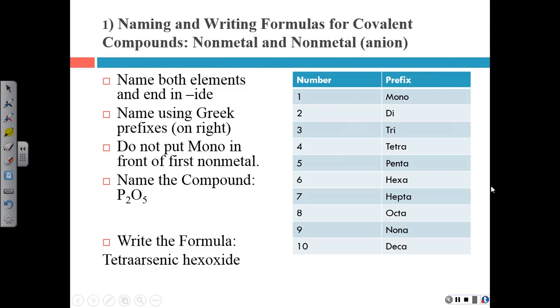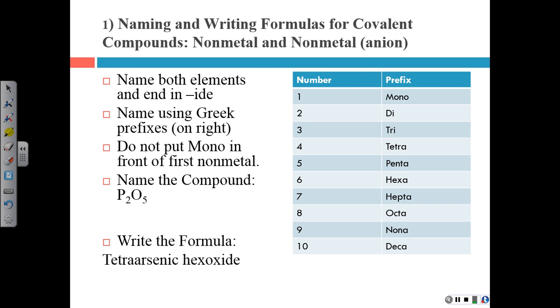Okay. We have to write formulas and we have to name. So there's two things we have to do. We can be given the formula and we have to come up with the name, or we can be given the name and we have to write the formula. When you have nonmetals, covalent compounds, this is how you do it. So we're going to go through and show.